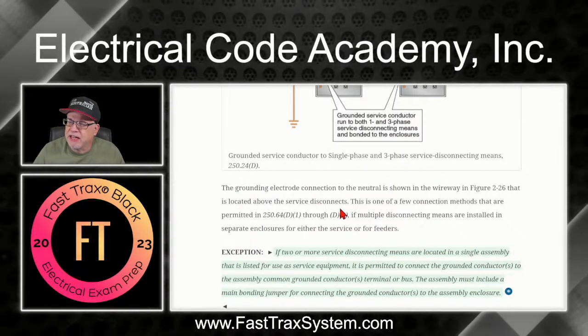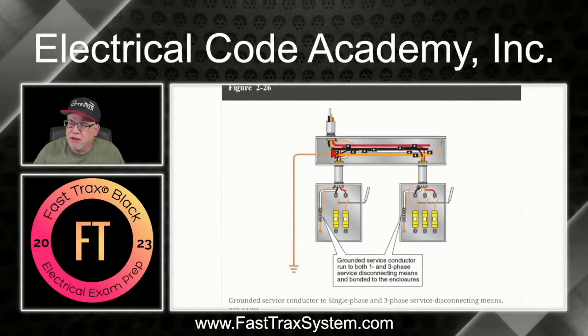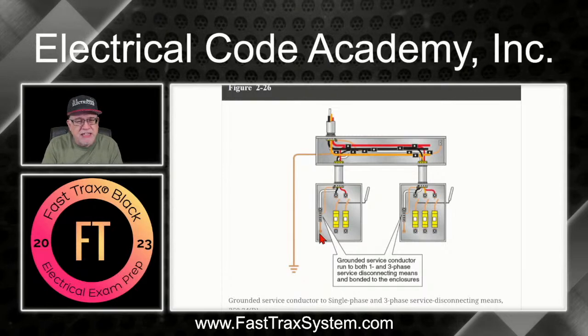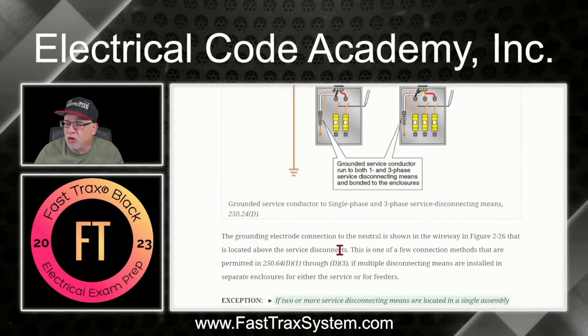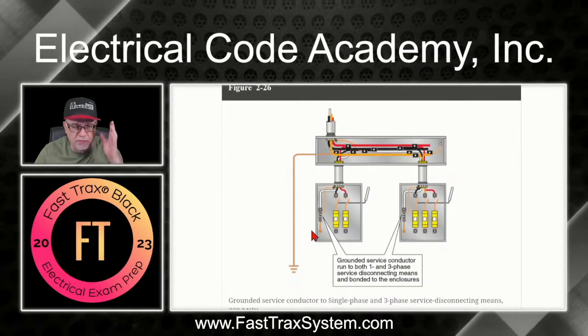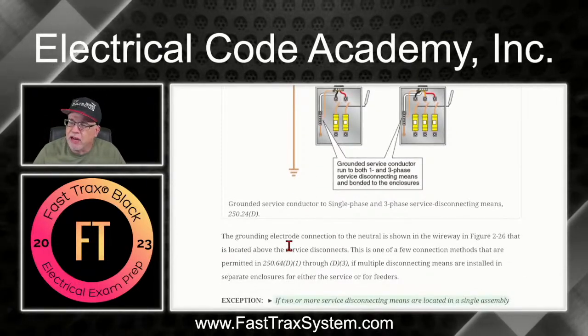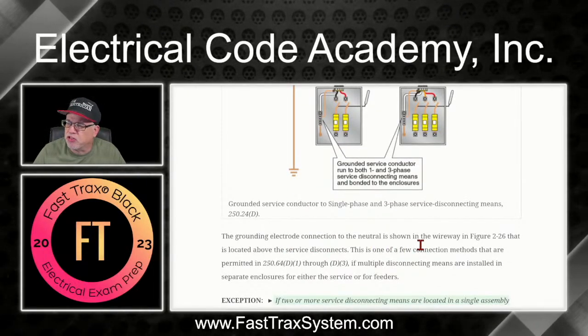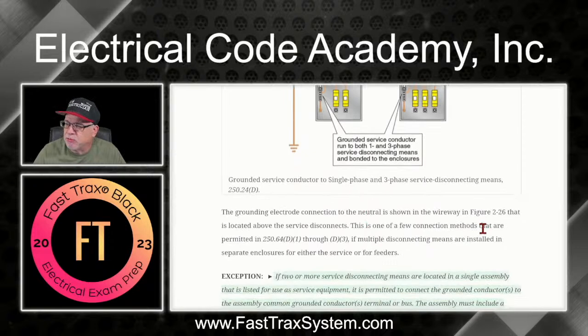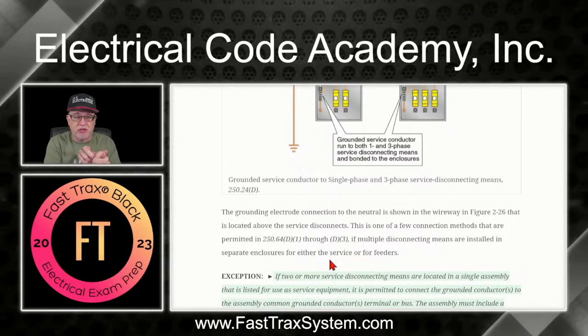Now, the grounding electrode connection to the neutral, as we see right here, is permitted to be done in multiple locations in 250.64 D1, D2, and D3. All right. So in this case, we're seeing it done here on the supply side. Okay, so that's perfectly one of the allowances to do that. So the grounding electrode conductor to the neutral is shown in the wireway in this illustration. It's done up here, right here. And that's what that figure is about. And that location is above the service disconnect. This is one of the few locations or connection methods that are permitted by 250.64 D1 through D3. Go look at those areas where you can do it, okay?